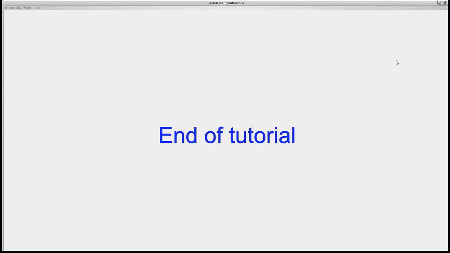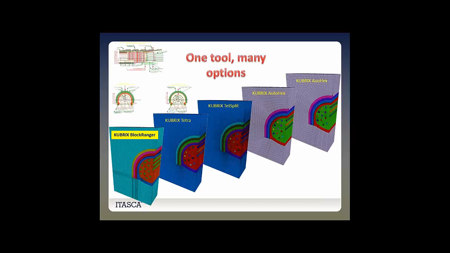Going back to the last couple of slides left in my presentation today, what we provide here with KUBRIX is one that is really specialized to our application, mostly mining application in the area of civil engineering. Here you can see that the same model of a tunnel excavation is meshed here using KUBRIX Block Ranger, KUBRIX Tetra, KUBRIX TET split, where tetras are split into hexes. It's a non-structured hex mesh. KUBRIX Auto Hex, and then KUBRIX Auto Hex again with another setting of the mesh structure.